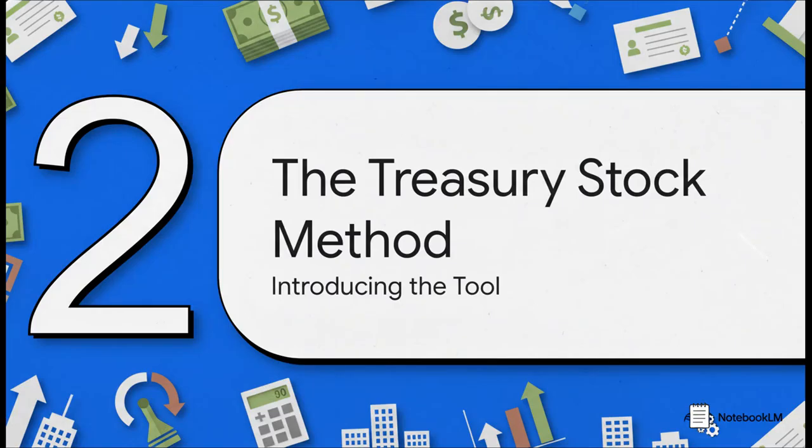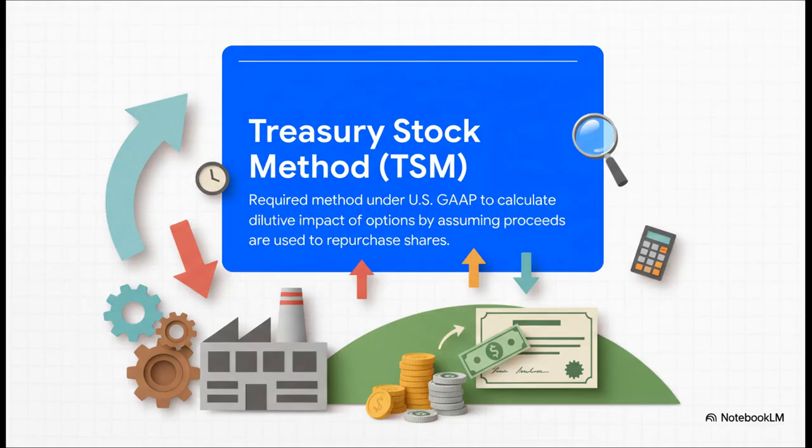All right, we've got the problem, dilution. So what's the solution? Well, for stock options and their cousins, warrants, there's a very specific standardized tool that accountants and analysts use to figure out the potential damage. And that's where the Treasury stock method, or TSM, comes in. Now, this isn't just some good idea. It's the required method under U.S. accounting rules, or GAAP.